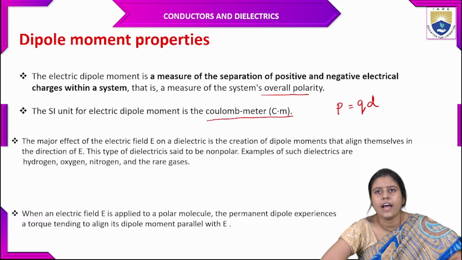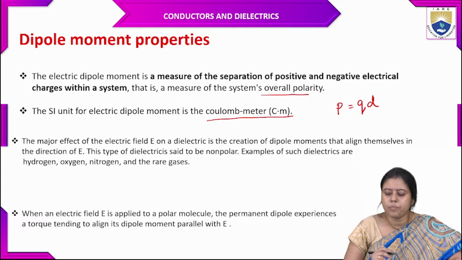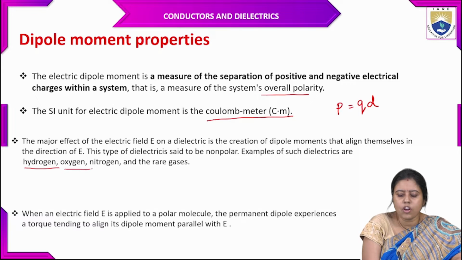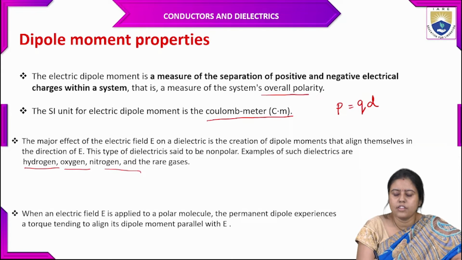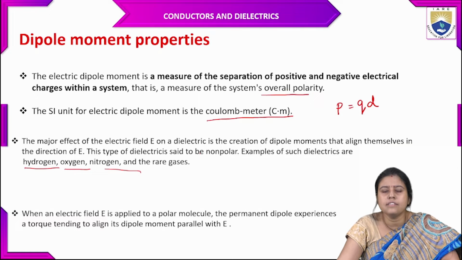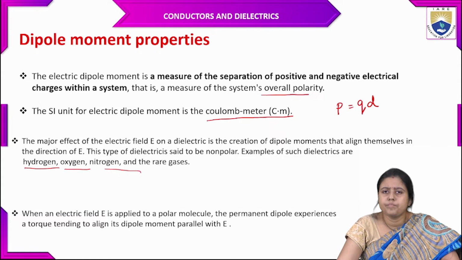This type of dielectric is said to be nonpolar. So these are the nonpolar dielectrics. What are examples of nonpolar dielectrics? Hydrogen, oxygen, nitrogen, and the rare gases. There are six rare gases: helium, neon, argon, krypton, xenon and radon. So these gases have an inherent dipole moment property.